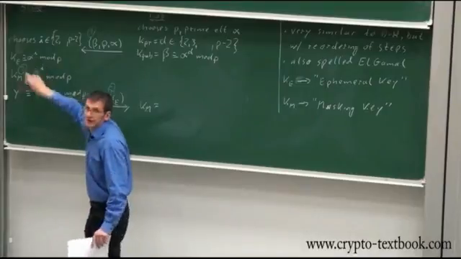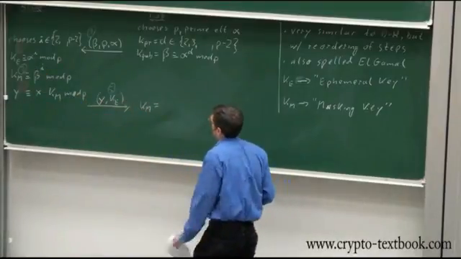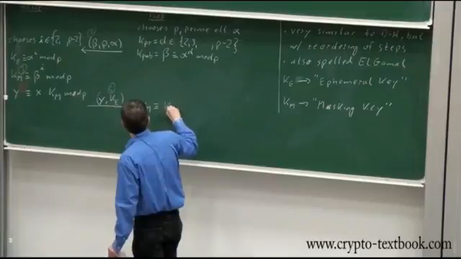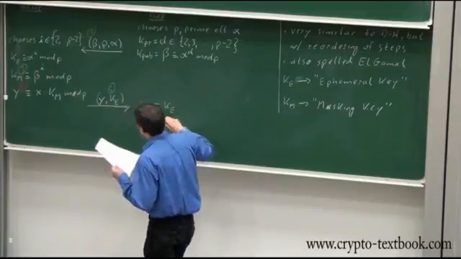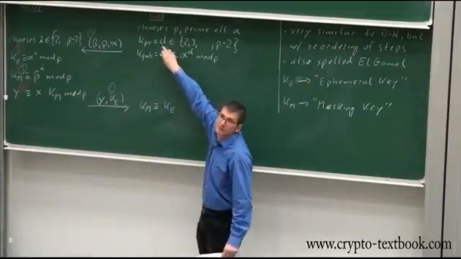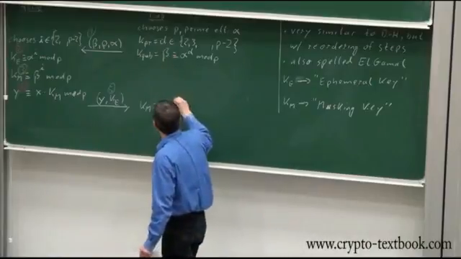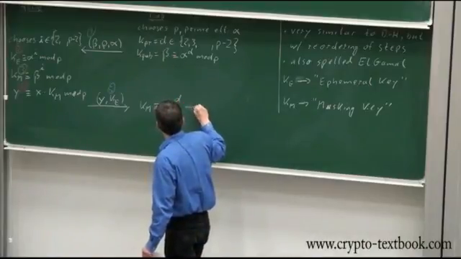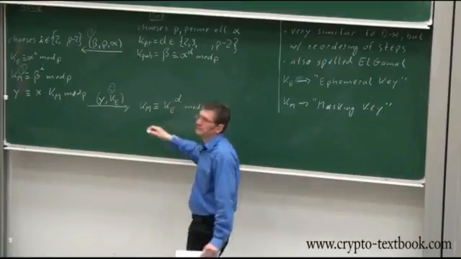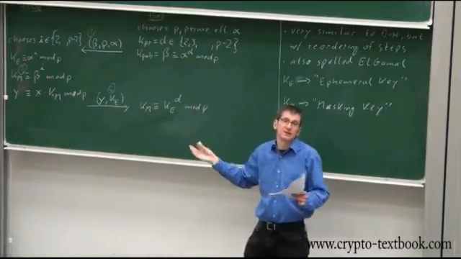He takes the ephemeral key, this temporary key, raised to his secret power. What is his secret power? His private key D. And it ends up being KM again.